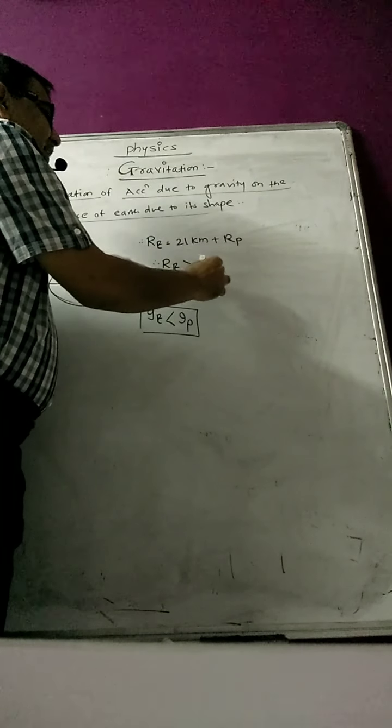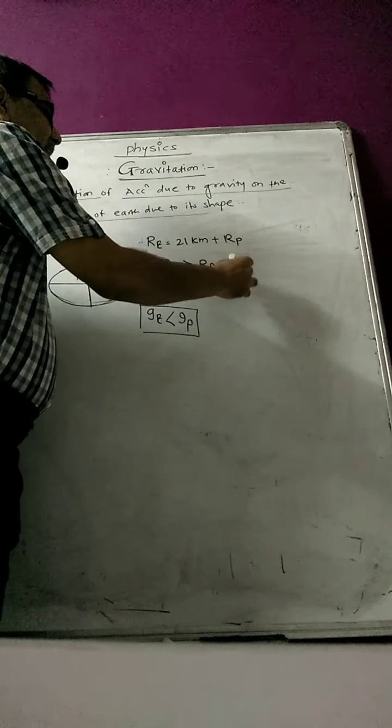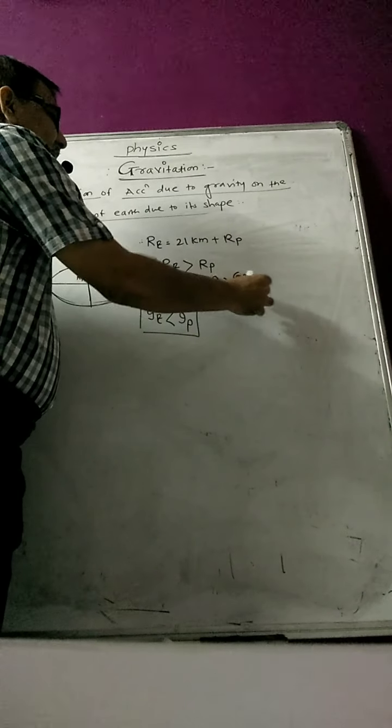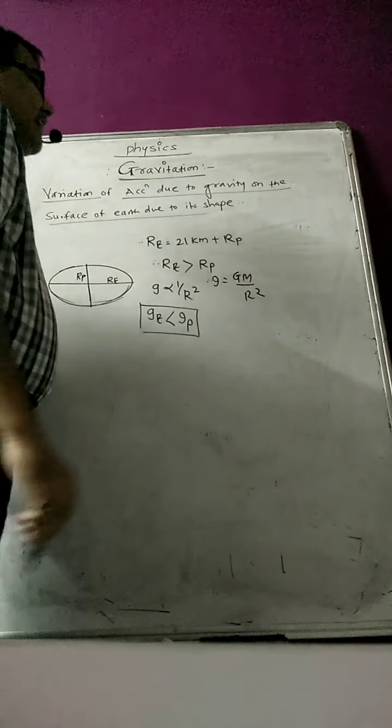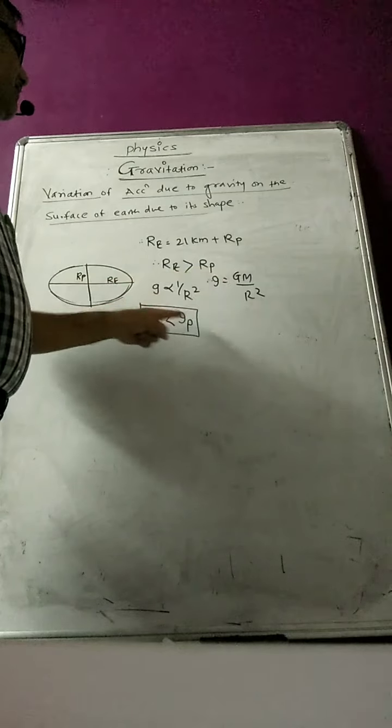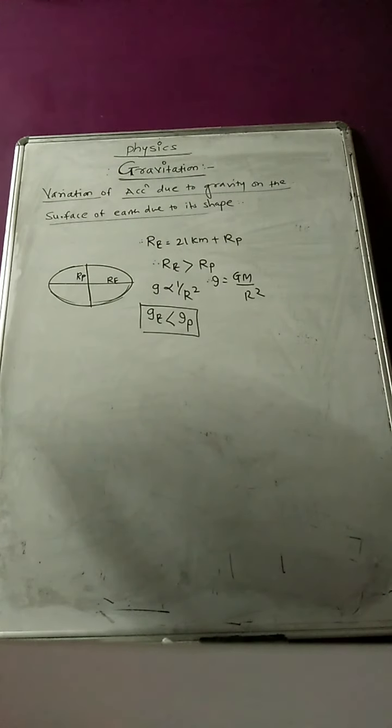Here we are able to write down this relation, because g is equal to GM by r square, and since G and M are constants, g is inversely proportional to r square. That is what we have learned. Once we have that, we want to learn the expression for gravitational acceleration, or acceleration due to gravity, on the surface at the latitude theta.